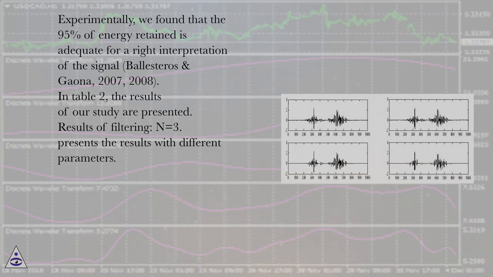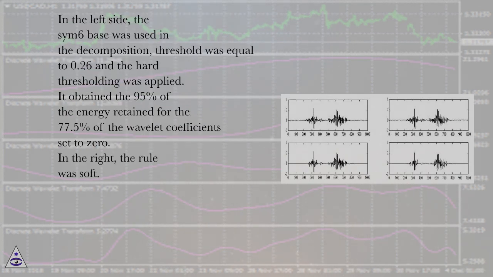Results of filtering, N equals 3. It presents the results with different parameters. On the left side, the SIM6 base was used in the decomposition, the threshold was equal to 0.26 and the hard thresholding was applied. It obtained 95% of the energy retained for 77.5% of the wavelet coefficients set to 0. On the right, the rule was soft.